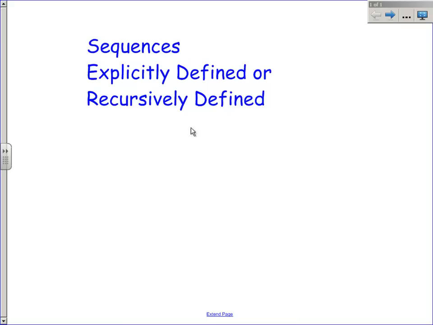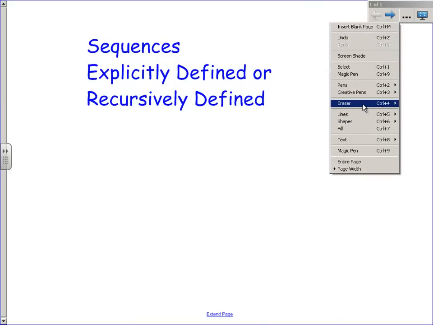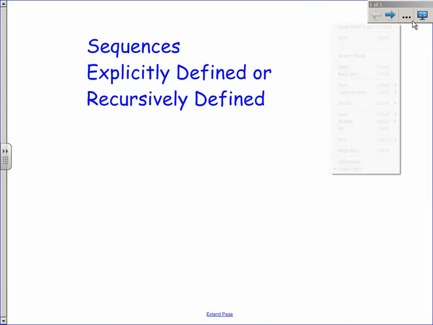So here we go. We're going to do some sequences. I'm going to talk to you about both explicitly defined and recursively defined. I'm going to show you how to deal with them. We're going to do an example, first of all, of an explicitly defined sequence.